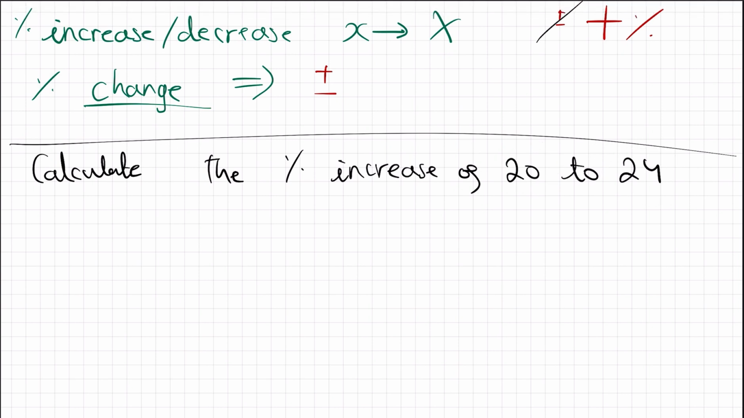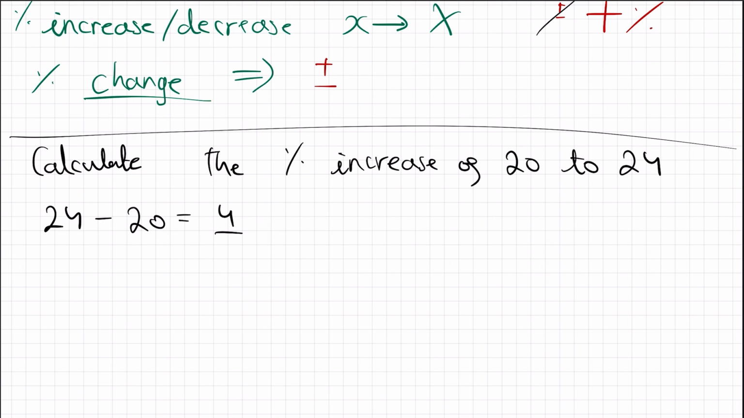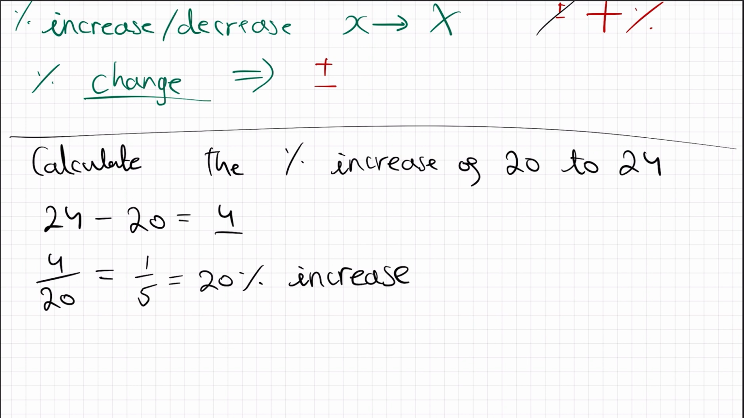The first thing we're going to do is subtract the smaller number from the bigger number, or just find the difference. So we do 24 minus 20, and that's going to give us 4. Now we take this difference and put it over the original number, the first number, the number which increases. So we get 4 over 20, which is equal to 1/5, which is actually 20%. So it's a 20% increase.